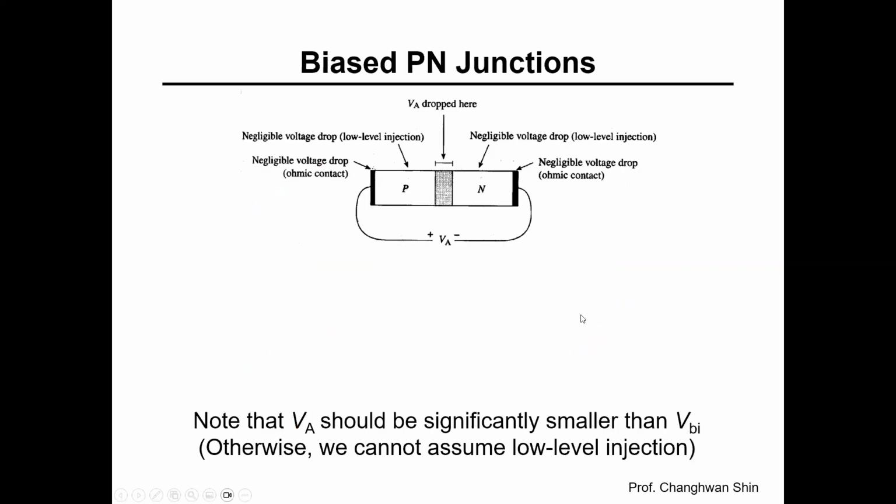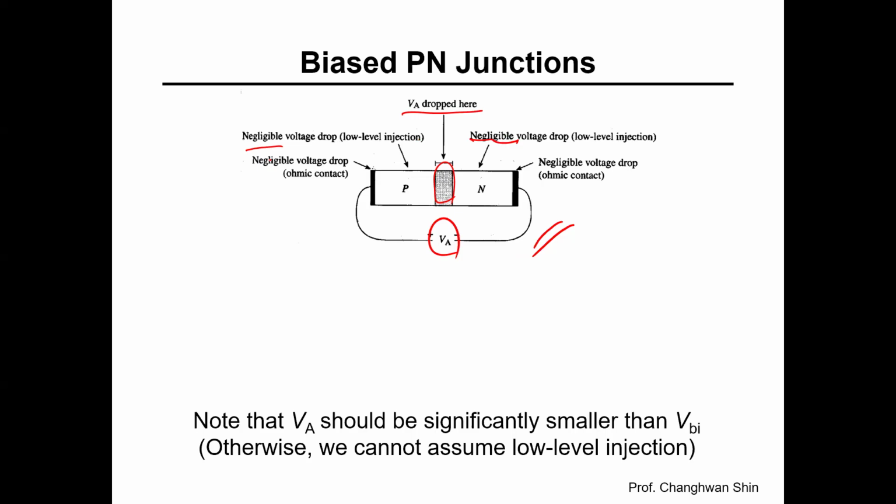So now let's take a look at the biased PN junctions. Now we examine what happens when we apply external voltage to a PN junction, the foundation of the diode behavior in real devices. The diagram here shows a PN junction with applied voltage V sub A. Importantly, this applied voltage primarily drops across the depletion region here. The rest of the P and N regions have negligible voltage drop because of their relatively high conductivity.